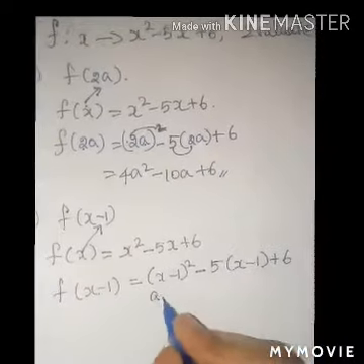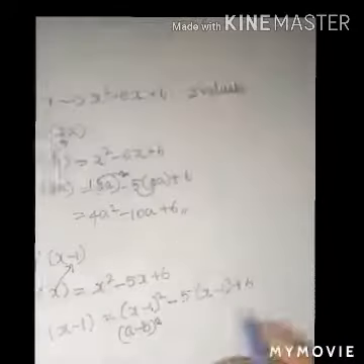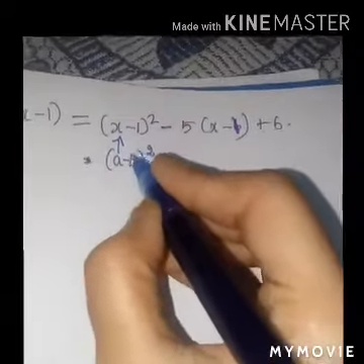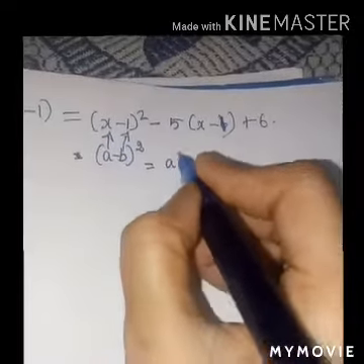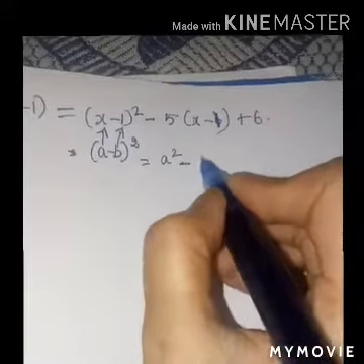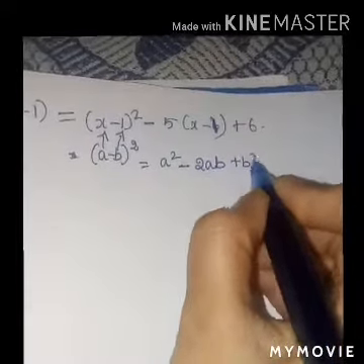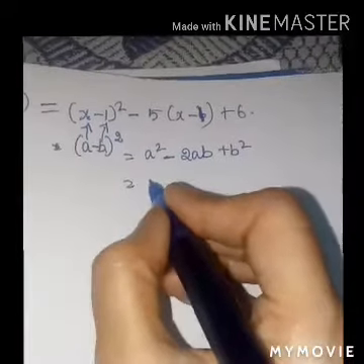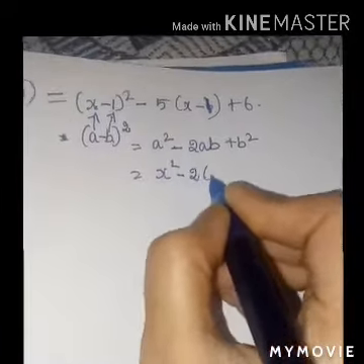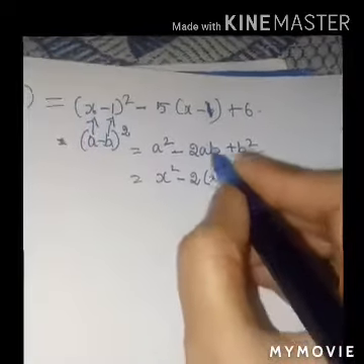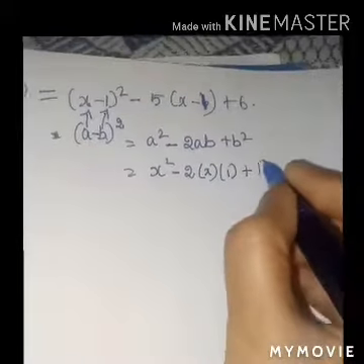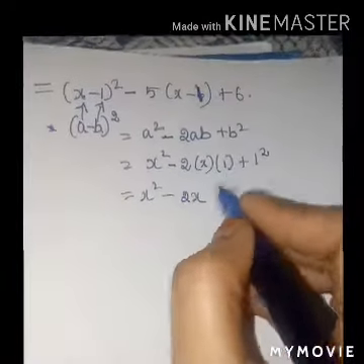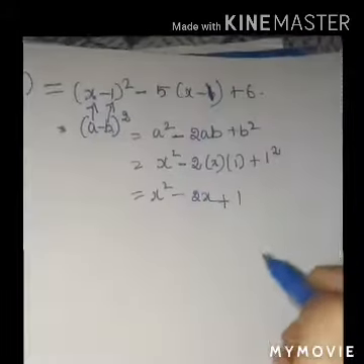It looks like the a minus b the whole square identity. Then take a as x and b as 1. Substitute in the formula. The a minus b the whole square identity is a square minus 2ab plus b square. Substitute the value of a as x and the value of b as 1. x square minus 2 into x into 1, that is 2x, plus 1 square, which is nothing but 1.